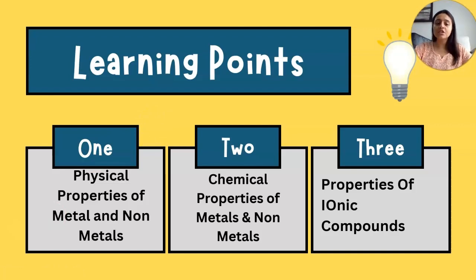In part 1 sections, we are going to cover the physical properties of metals and non-metals, and then we are going to study about the chemical properties of metals and non-metals, followed by certain properties of ionic compounds. So we are going to cover these three contents in part 1 section.